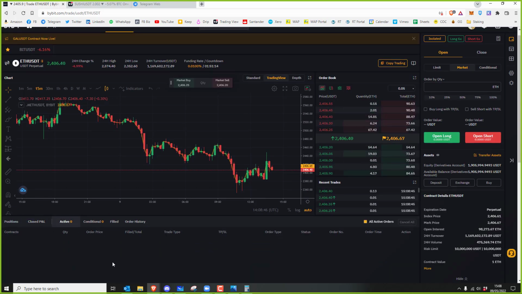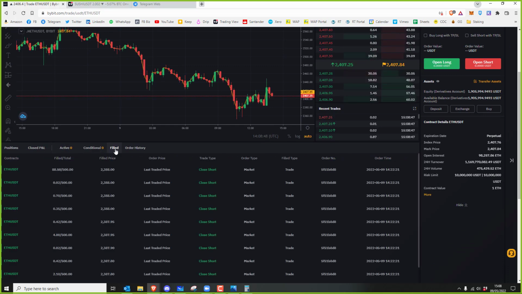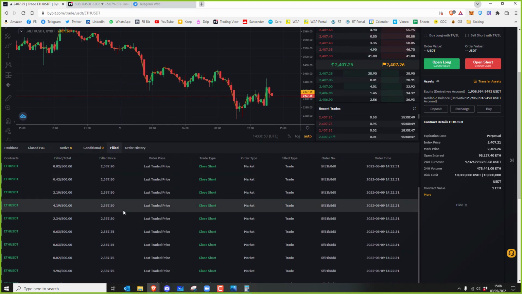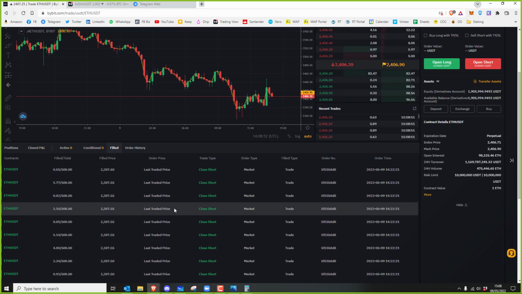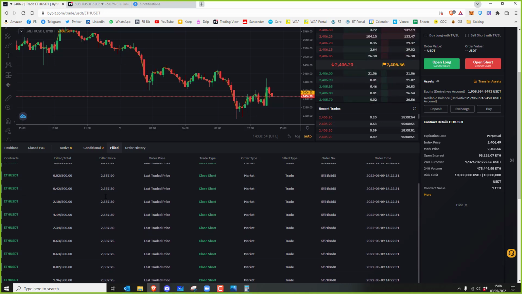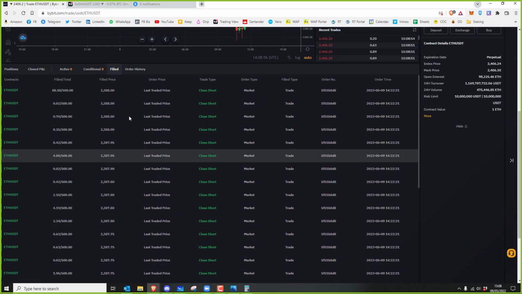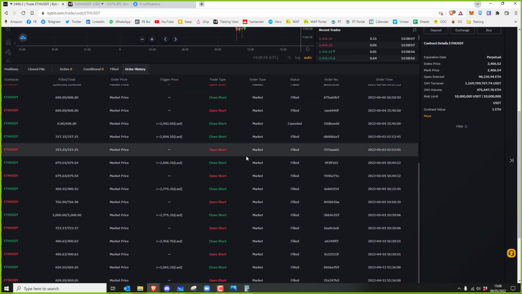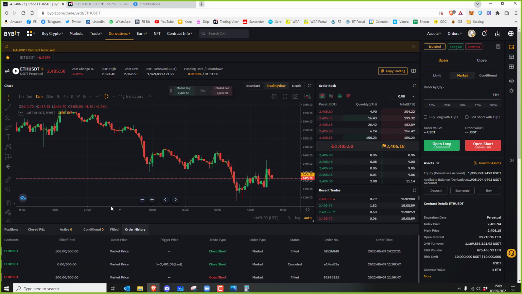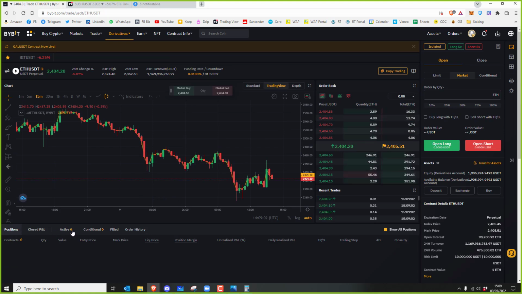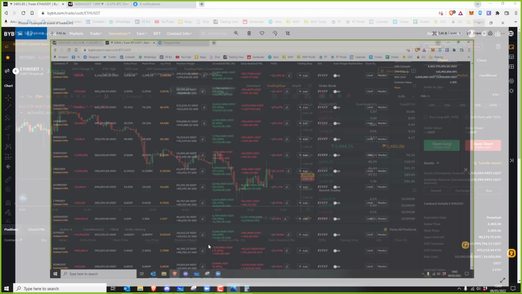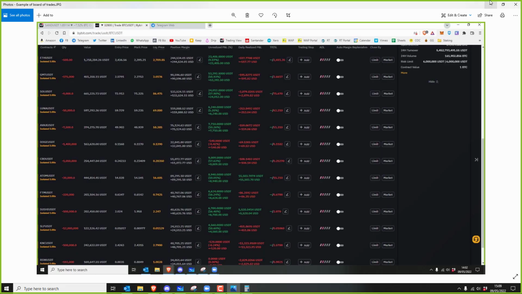The rest of the stuff is just crap. Every time you're opening and closing trades, it's opening lots of individual teeny weeny trades, so this is useless to us. Order history is pretty much useless to us. Yeah, that's really frustrating. Whereas on FXCM, it was much better. It would show you the same sort of picture, but on the closed tab.